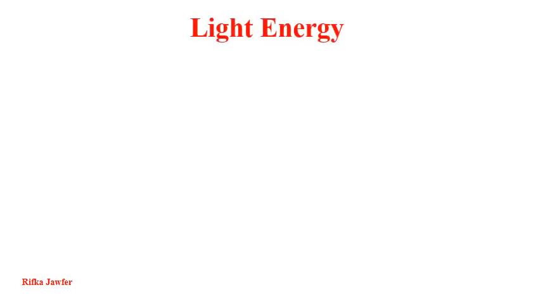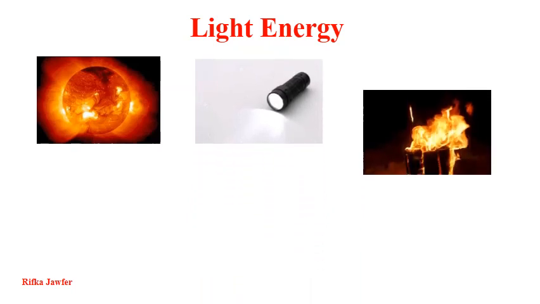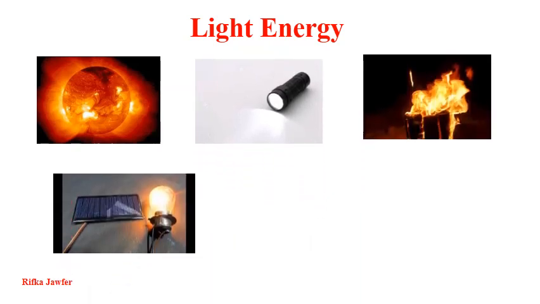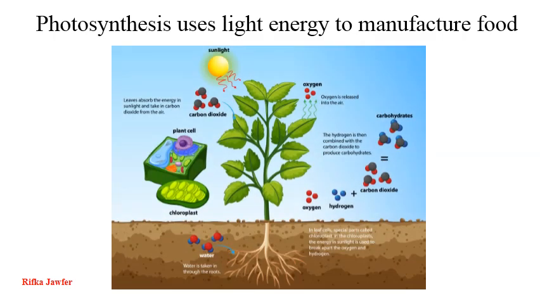Light energy. The Sun is the main source of light to the earth. We also get light from sources like a torch, fire and bulb. Solar cells are used to convert solar energy to electrical energy. This is one of the most favorable methods of generating electricity nowadays. The process of photosynthesis taking place in green plants uses light energy to manufacture food. Energy needed for the whole living world is produced in the form of food by the plants.